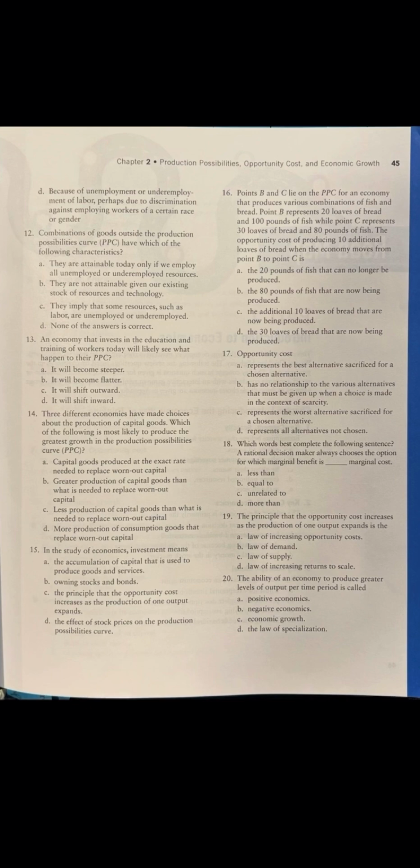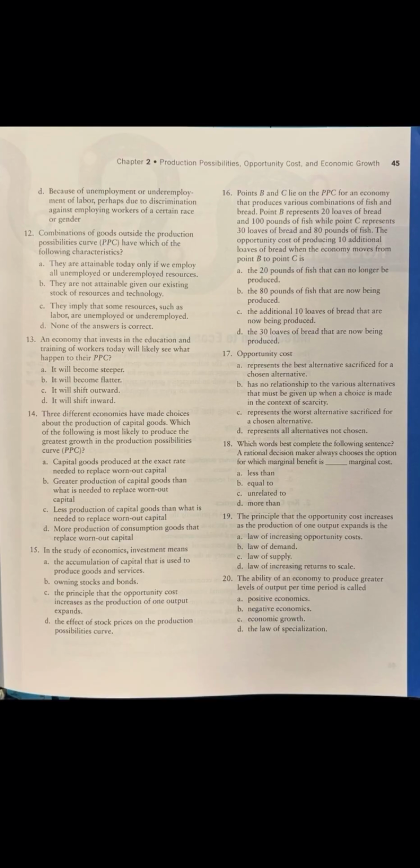17. Opportunity cost A. Represents the best alternative sacrificed for the chosen alternative. B. Has no relationship to various alternatives that must be given up when a choice is made in the context of scarcity. C. Represents the worst alternative sacrificed for the chosen alternative. D. Represents all alternatives not chosen. 18. Which words best complete the following sentence? The rational decision maker always chooses the option for which marginal benefit blank marginal cost. A. Less than. B. Equal to. C. Unrelated to. D. More than.